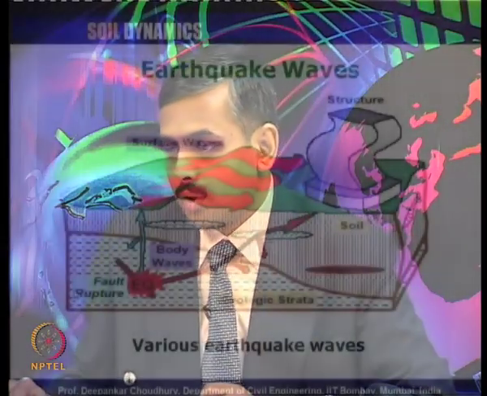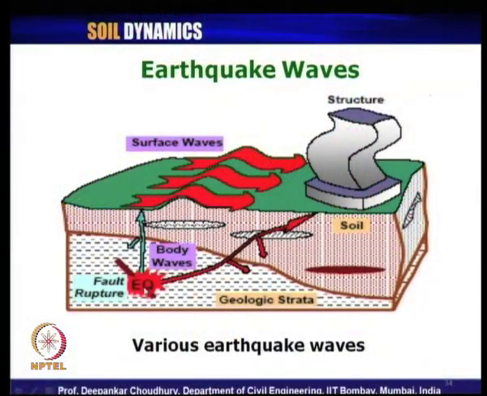So, this is once again what we have talked about, the various earthquake waves. You can see the fault rupture at that point, the focus point, this is the earthquake focus, and if you take a vertically upward line which hits the ground surface, that point on the ground surface is called the epicenter.